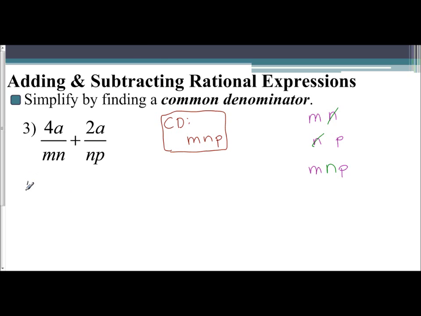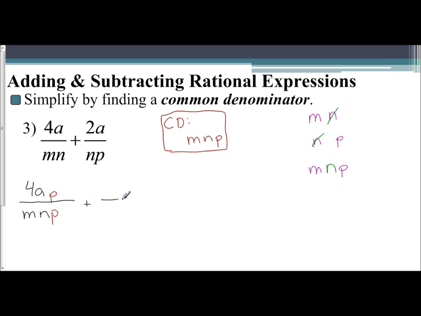So right now in the first one, I have 4a over mn. Well, I want mnp. I'm missing the p. So I am going to multiply the bottom by my p and multiply the top by the p.